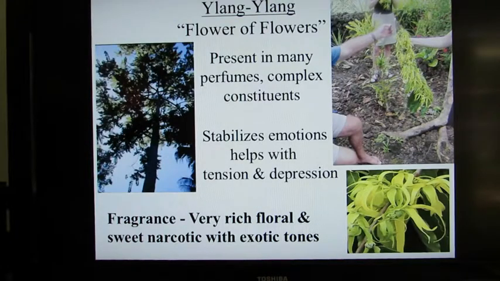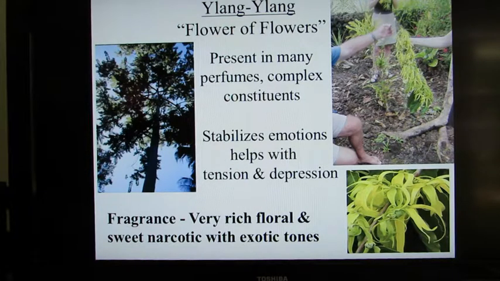Another blossom that's utilized for collection of essential oils is ylang-ylang. Ylang-ylang, it's called the flower of flowers. One of the reasons is it's almost got the complete structure of a perfume, and that is the top, middle, and base notes, because of its complex chemical constituents. And it really is a very pleasant species.